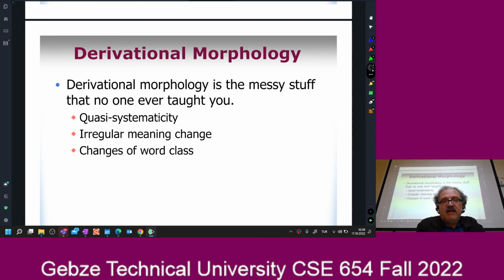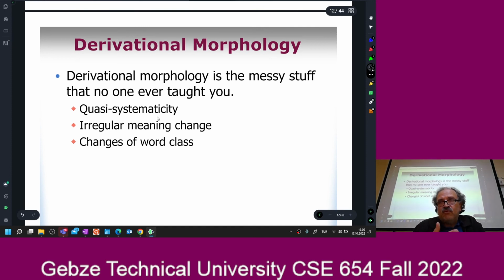Okay, and there are some rules. But those rules are not systematic. It doesn't work for all the verbs. It doesn't work for all the nouns. You have to be careful about what word you are using. Okay, and of course, most of the time, when the meaning changes, the word class changes too. That's why we say that it is more involved than the inflectional morphology.